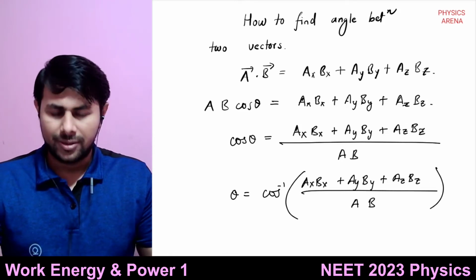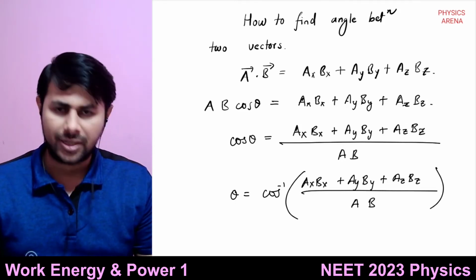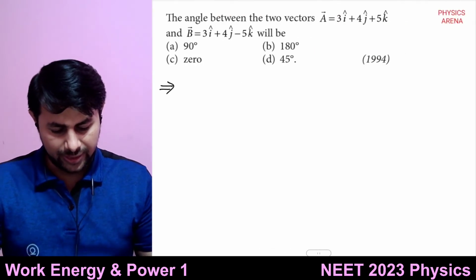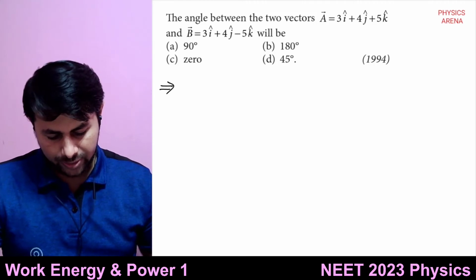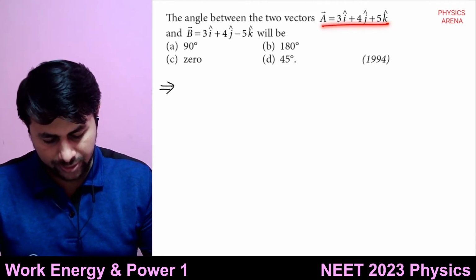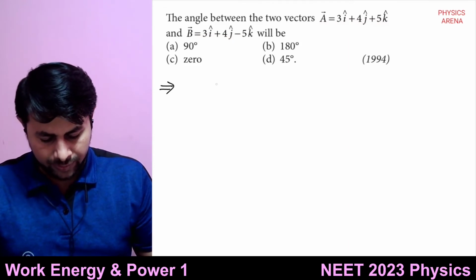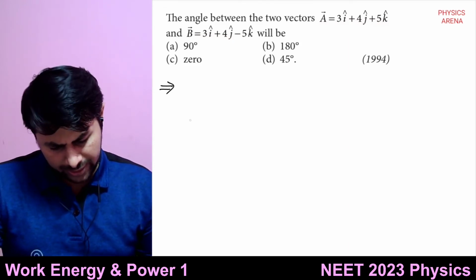Okay, so now two vectors are given in component form. We can find the angle between two vectors, so let's see an example based upon this. The angle between these two vectors will be, okay, this is simple. Is it 90?